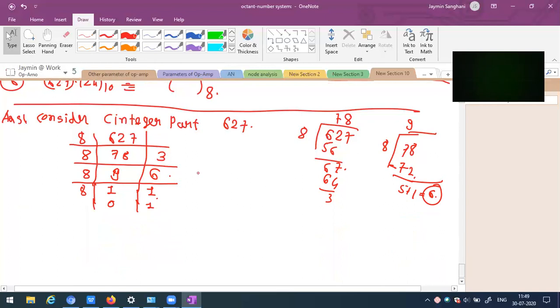It is known as the integer part. How it is converted into the octal number. This is known as MSB. This is known as LSB. 1163.